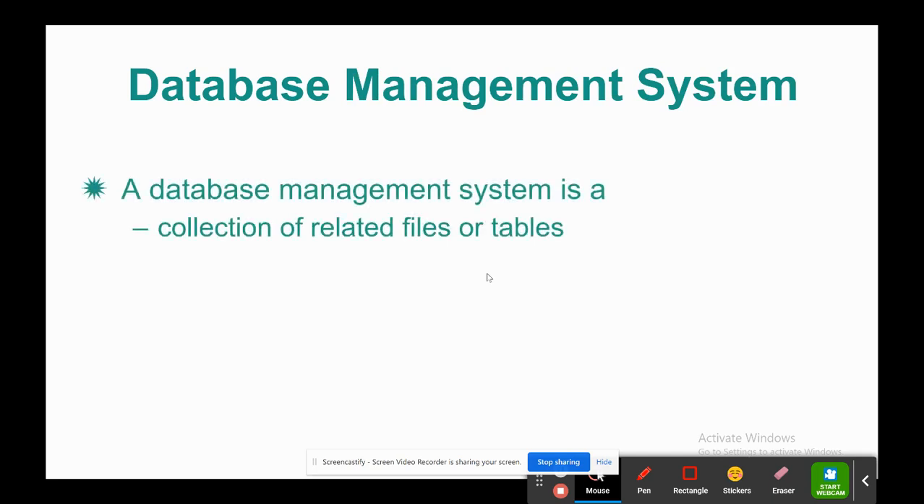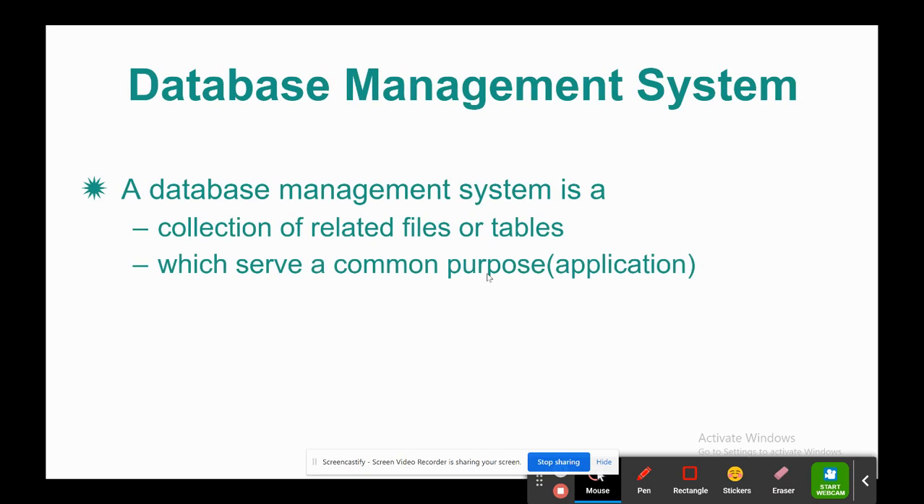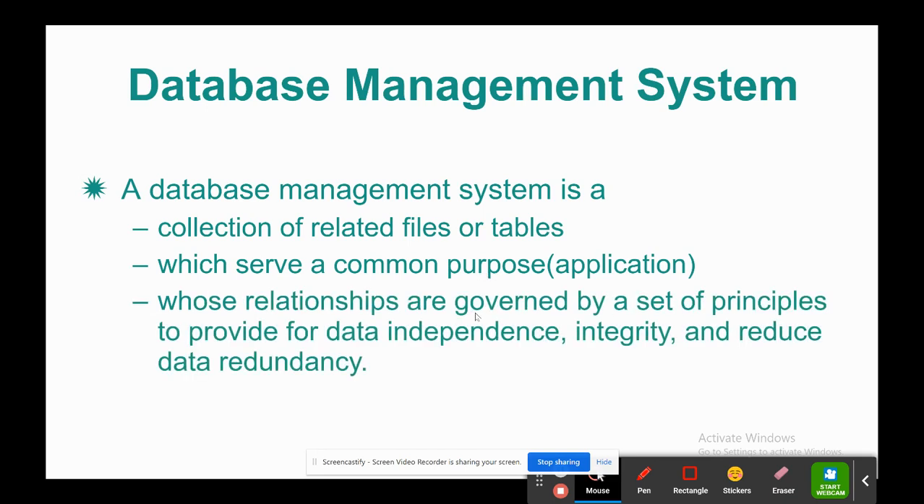A database management system is the collection of those related files or tables. And again, these files or tables, this collection of data, is going to serve a common purpose or support an application. Now, a database management system is going to have relationships that are governed by a set of principles. And these principles are going to provide for data independence, data integrity, and they're also going to reduce data redundancy.